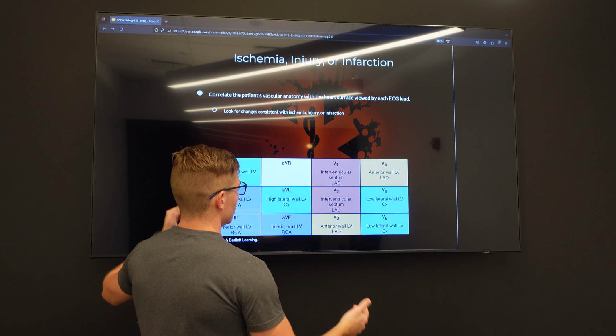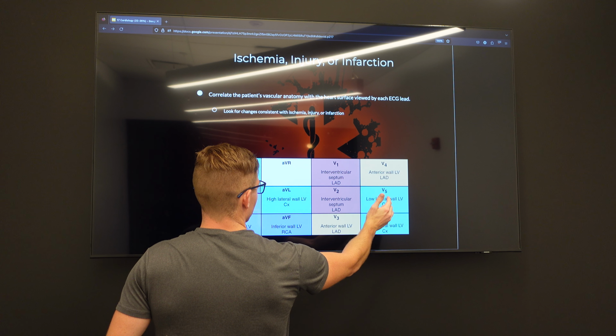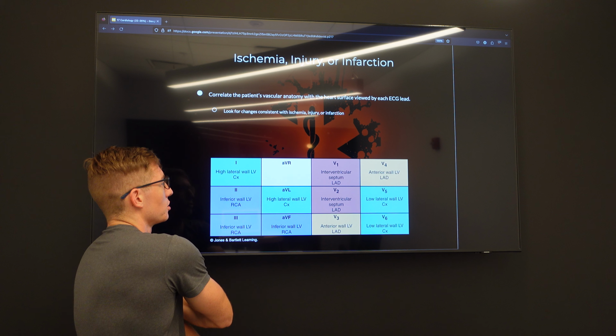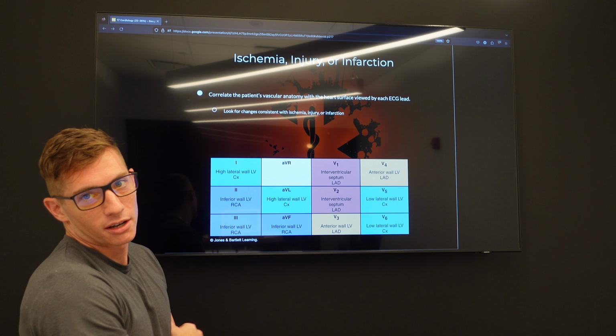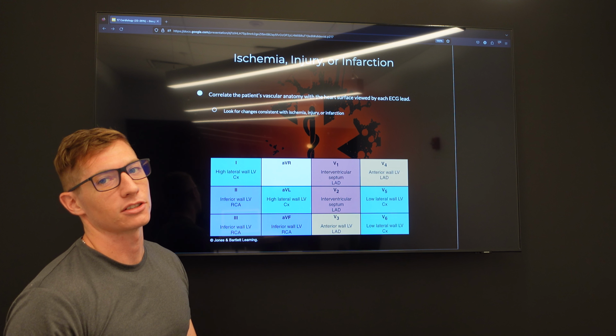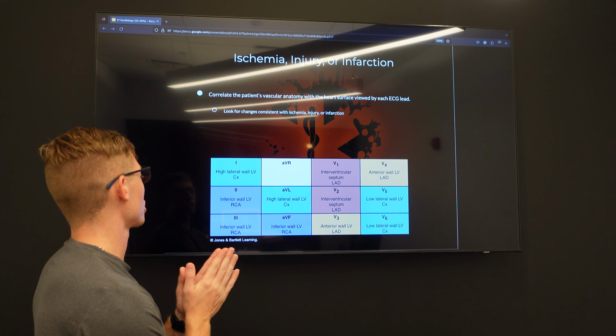This looks like, let's see, 1, 2, 3, 4, 5 different options. So there's 5 different options, 5 different angles that we look at the heart to determine where it is being destroyed from, where the infarction is happening.